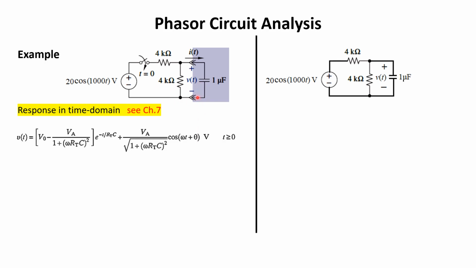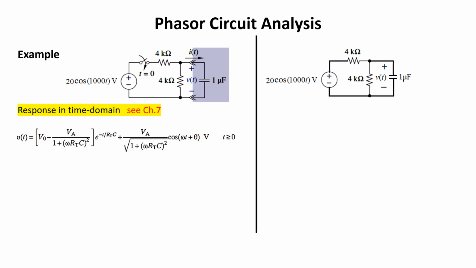So we found that the voltage across the capacitor is (V0 minus VA over 1 plus omega RTC squared) with an exponential function e to the minus t over tau, where tau means RTC, plus VA over the square root of the same quantity, times cosine omega t plus theta. See my previous lecture on chapter number 7. You may be able to recall that this is the complete response.